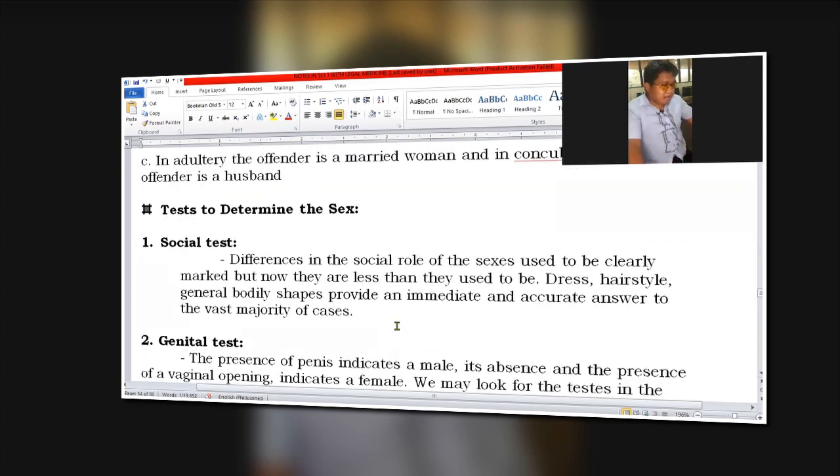Okay? So, there are tests to determine the sex. Number one, social test. Yan. Differences in social role of sexes. Dress, hairstyle, general body shapes. So, base doon, sa hairstyle, sa pananamit, pwede mong sabihin na babae o lalaki ang isang tao.